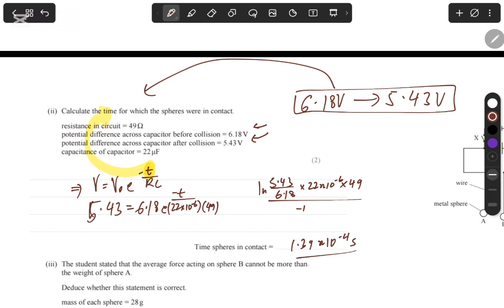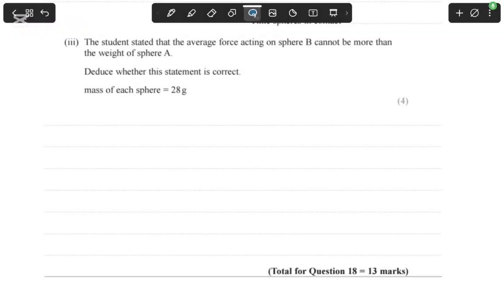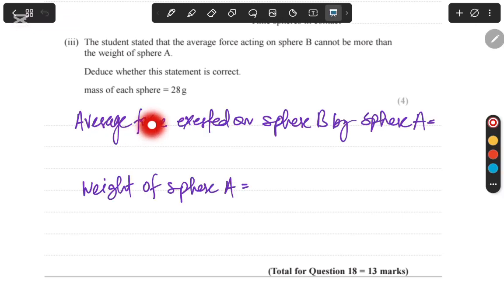Now we're at the last part of the question, which says the student stated that the average force acting on sphere B cannot be more than the weight of sphere A. Deduce whether this statement is correct. The mass of each sphere is 28 grams. So we have to find the average force exerted on sphere B by sphere A, and we also have to find the weight of sphere A. After we find both of these, we're going to compare the values and say whether the statement is correct or not.